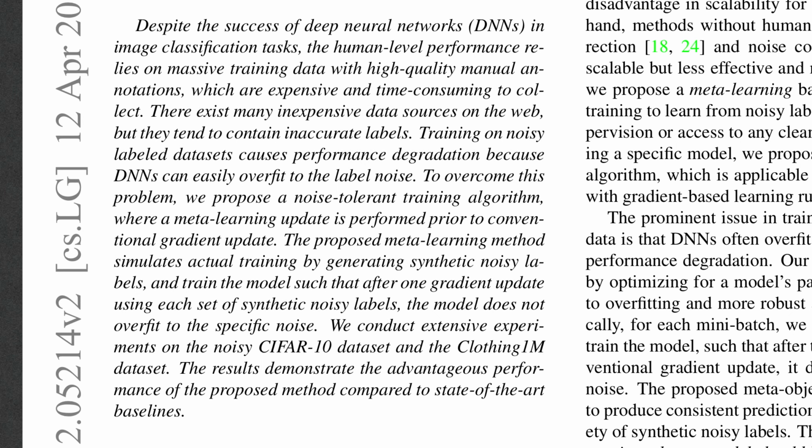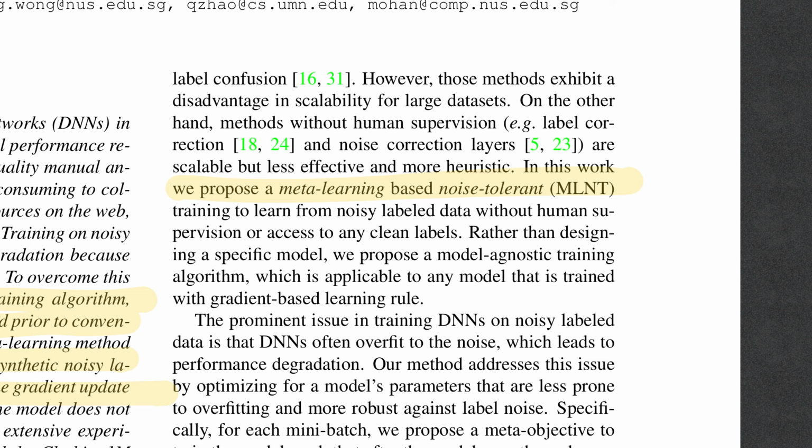So going over the paper, they mention that they propose a noise-tolerant algorithm which utilizes a meta-learning update prior to the conventional gradient update. They do this by generating synthetic noisy labels and training the model such that after one gradient update, each set of the synthetic noisy labels is utilized and the model should not overfit to the specific noise. In their words, they have a meta-learning based noise tolerant approach, which is called MLNT. So MLNT means meta-learning based noise tolerant.